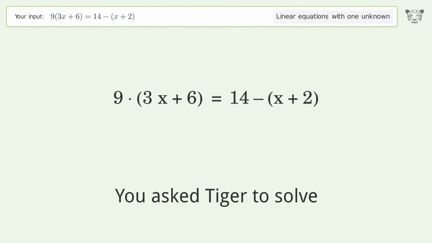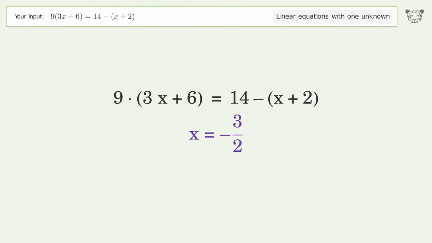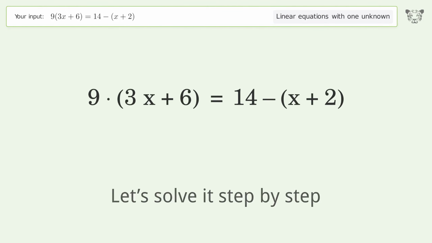You ask Tiger to solve this. It deals with linear equations with one unknown. The final result is x equals -3/2. Let's solve it step by step.